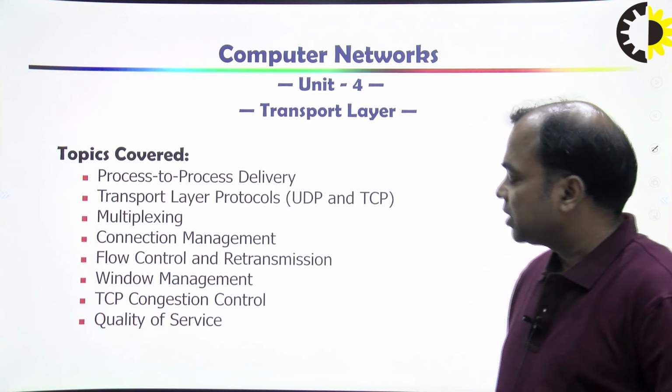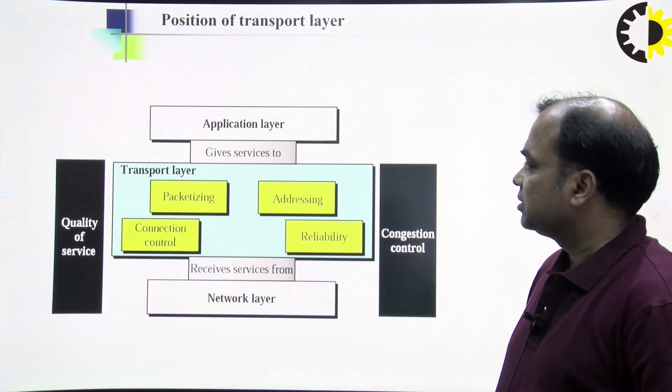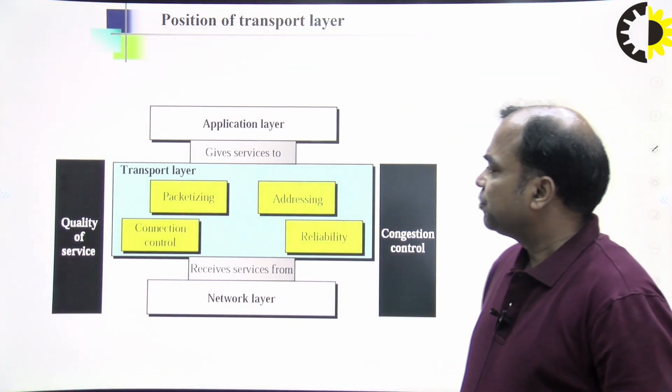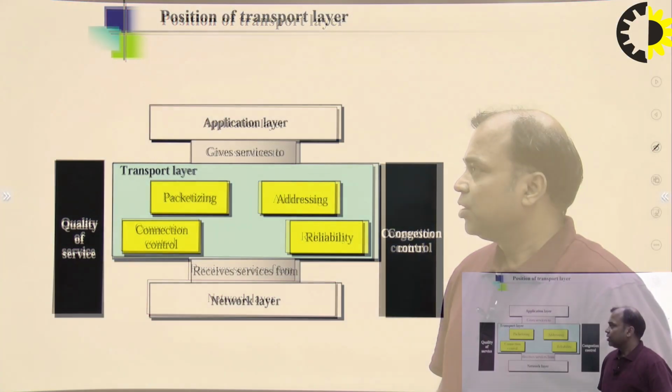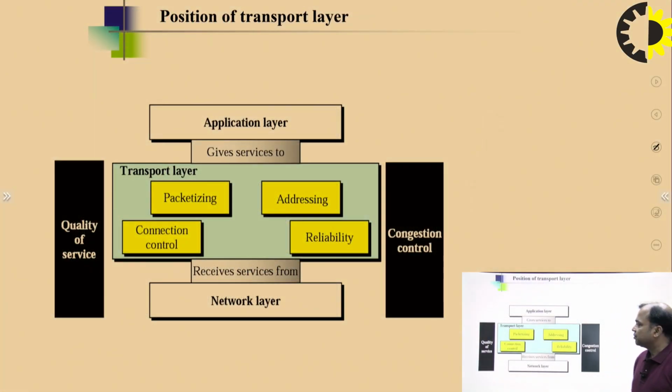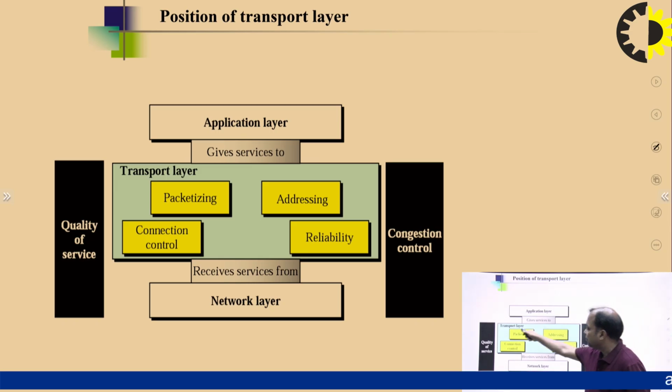First we start with what is process to process delivery. Basically process to process delivery is responsible for application to application delivery of the data. The application layer is sending data from the application layer to the rest of the layers in the network. So we have quality of service, then congestion control, then the transport layer.